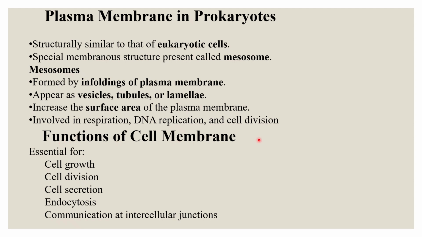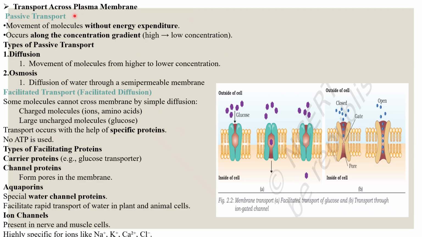So the functions of the cell membrane include cell growth, cell division, cell secretion, endocytosis, and communication at intercellular junctions. Transport across plasma membrane. There are two ways by which transport can occur, that is by active transport or by passive transport. In case of passive transport, there is no need of energy, and it occurs along the concentration gradient, which means the molecules move from higher concentration towards the lower concentration.